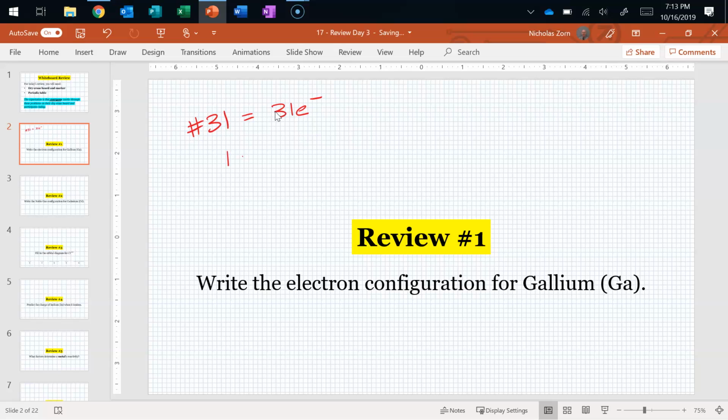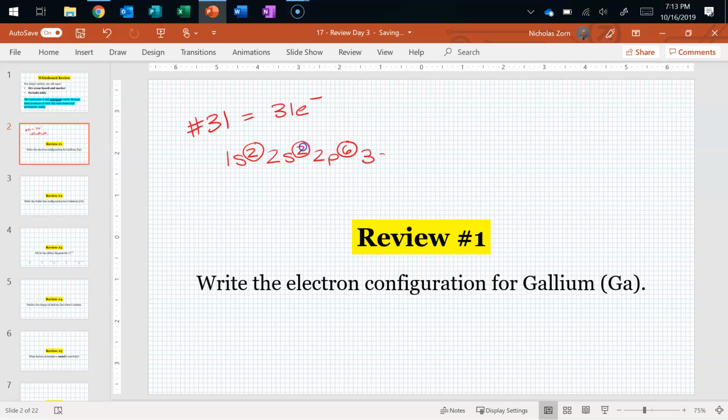So we have 1s2. Since that's full, we're going to move on to the next energy level, which is level 2. So we have 2s2, and then we have 2p6. So far, we filled in 10 electrons. So we've got the 2, and the 6. Those do add up to the number of electrons. We filled 2p, so let's go ahead and move down to the next level.